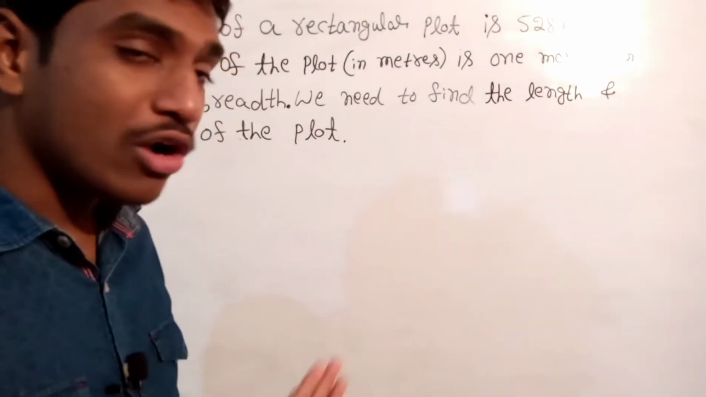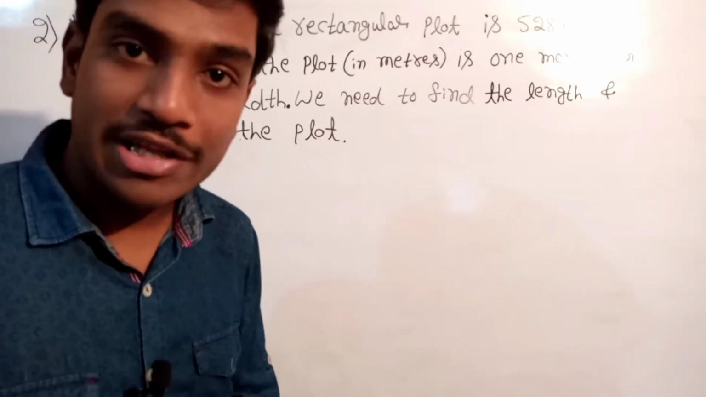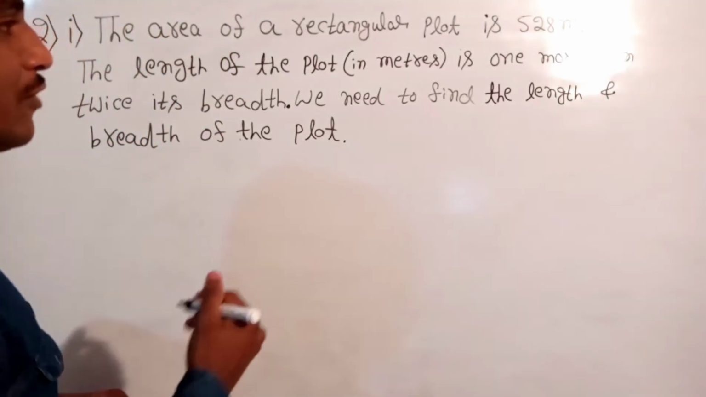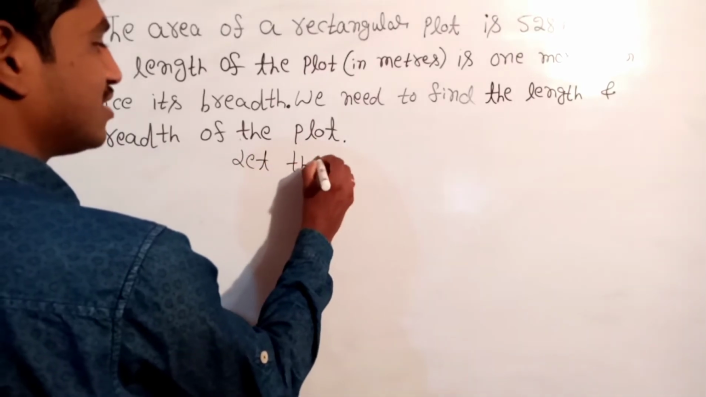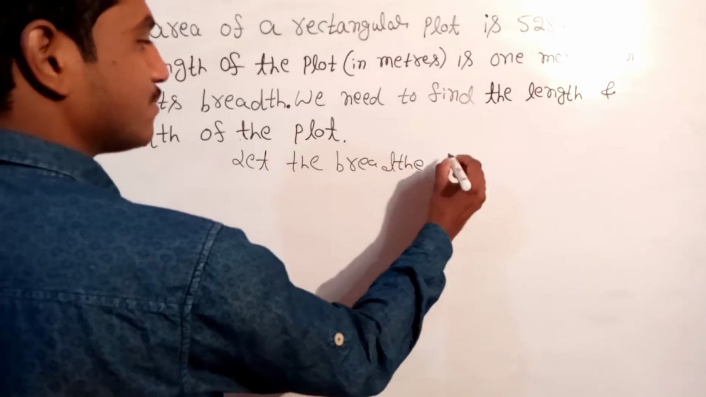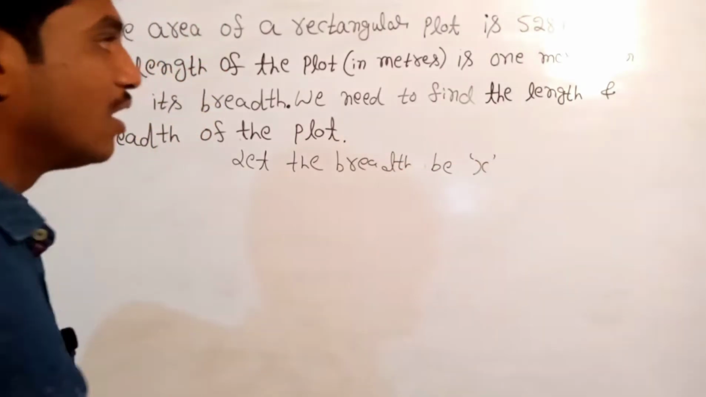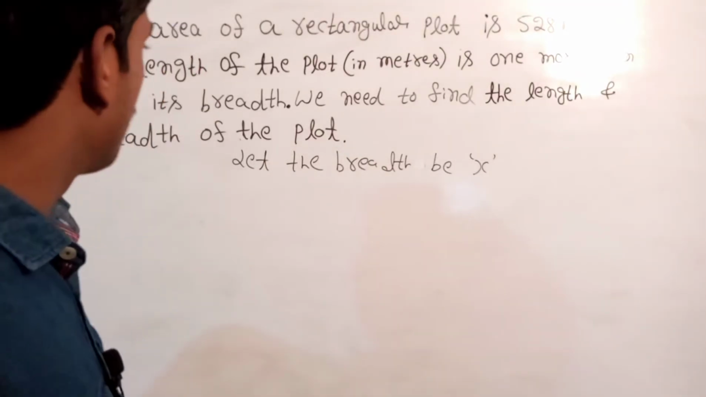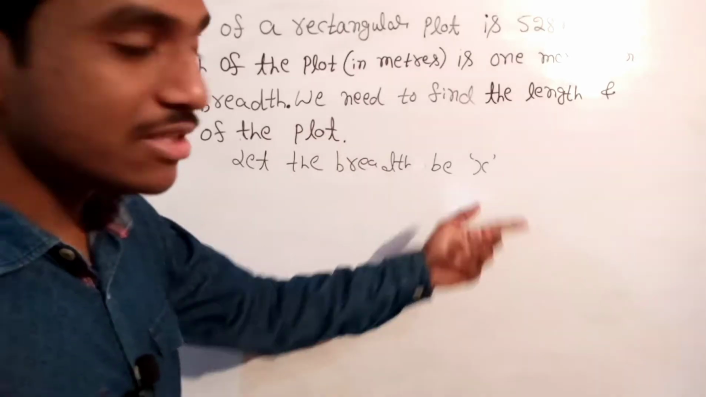So we are not actually finding the length and breadth, but we'll represent this in a quadratic equation. So for this, first I will consider let the breadth be x. Let the breadth be x. Why I have taken breadth as x is because they have given length in terms of breadth. That's why breadth be x.